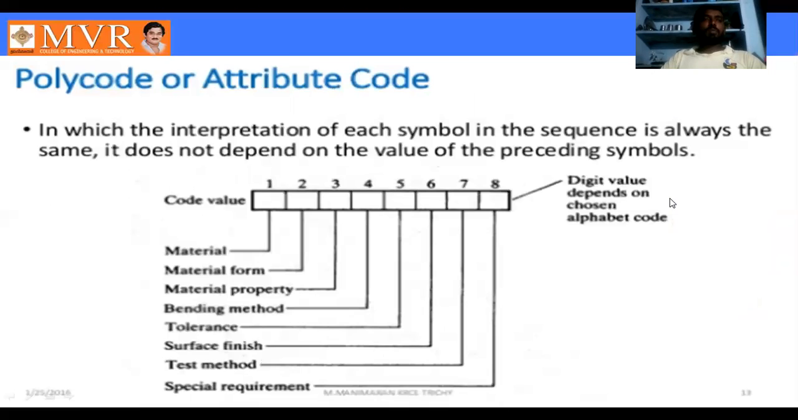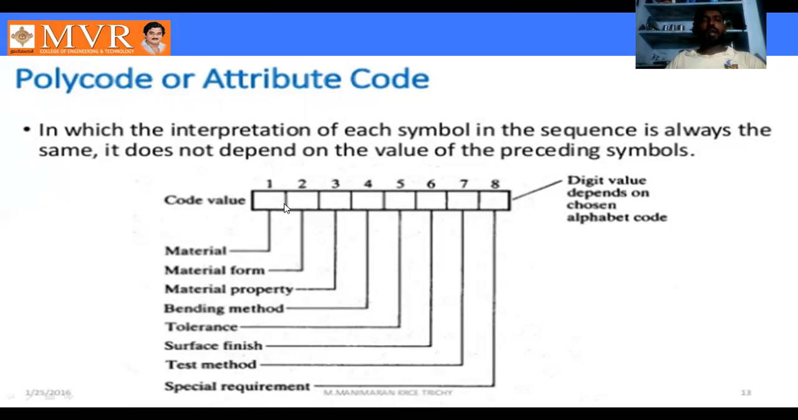See here, another code: polycode or attribute code. In this, the interpretation of each symbol in sequence is always the same. Each symbol is always in the same sequence. It does not depend on the value of the preceding symbol. So in this particular polycode or attribute code, it does not depend on the value of the preceding symbol.